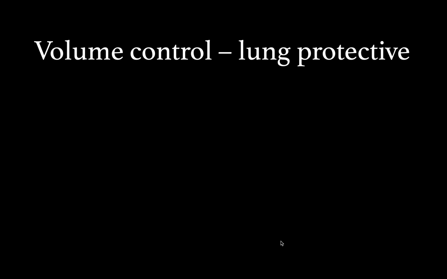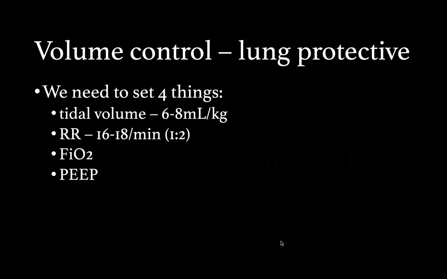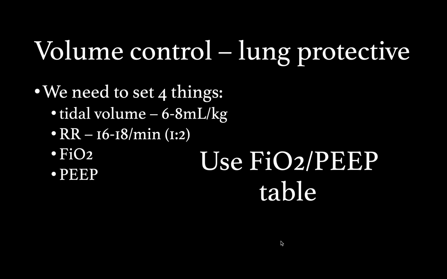Now, with our lung protective strategies, we talked about what we would initially set. We wanted a relatively low tidal volume, 6 to 8 mils per kilo. A respiratory rate of 16 to 18 is appropriate to start with, with an IE ratio of 1 to 2. Our FiO2 and PEEP are intrinsically linked, and we use FiO2 PEEP tables to titrate these. The general principle is we want to be generous with our PEEP and we want to limit the FiO2 to which we expose our patient.